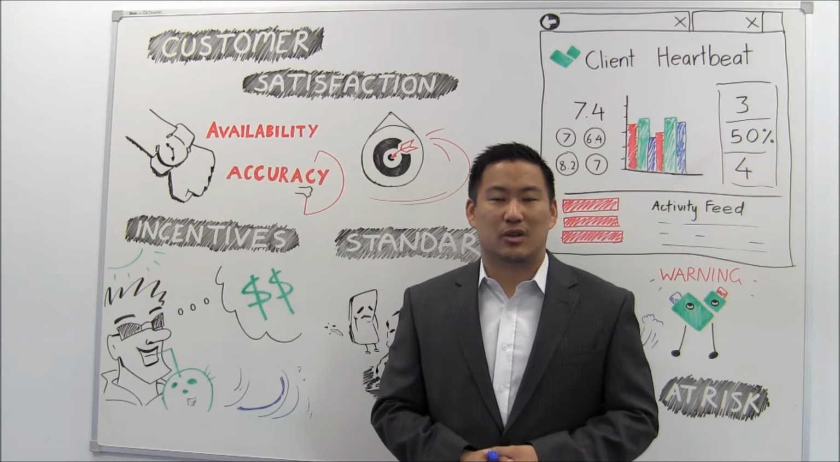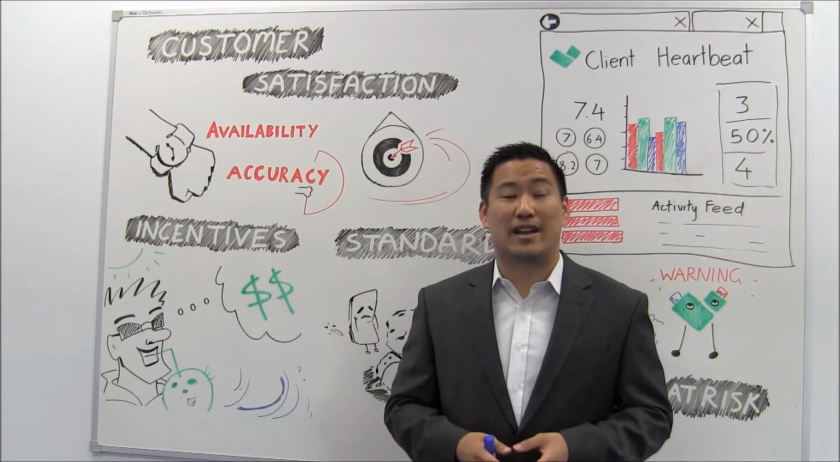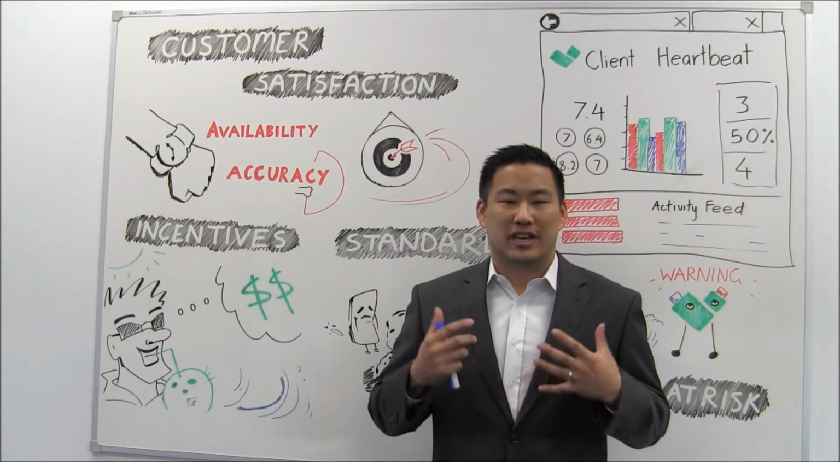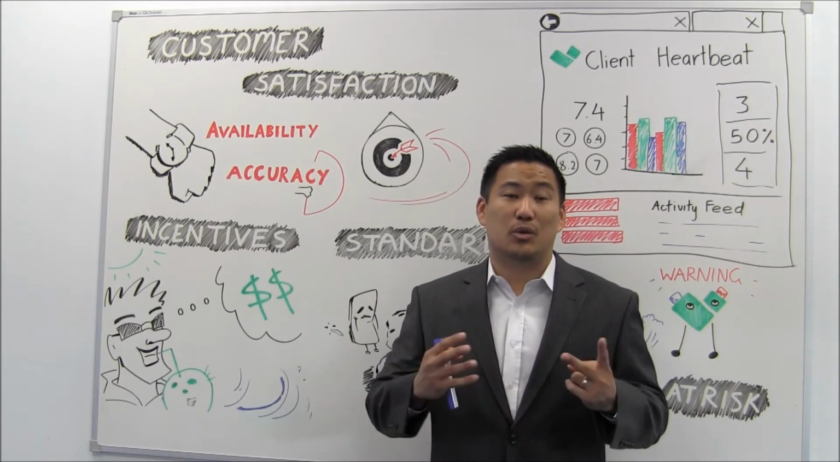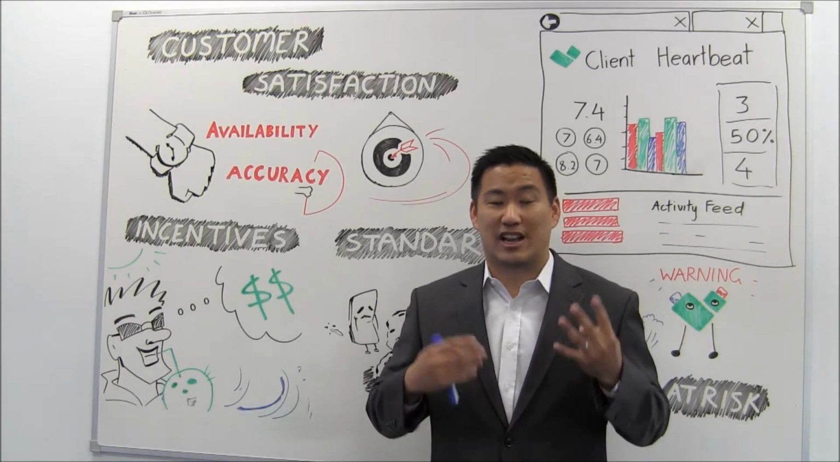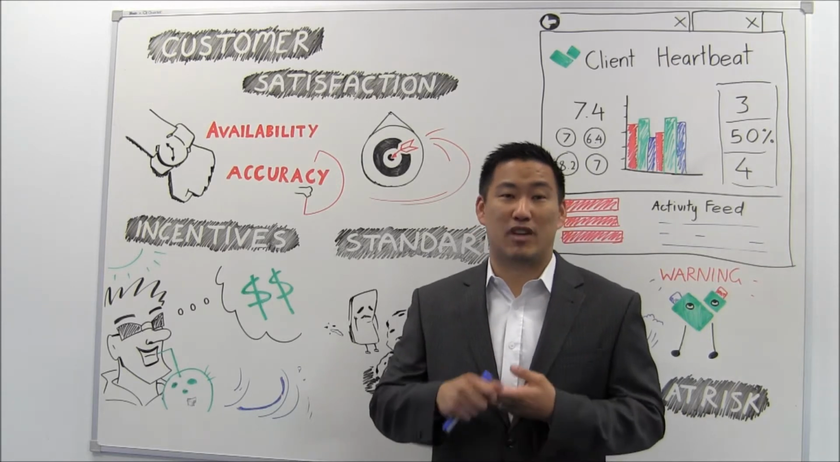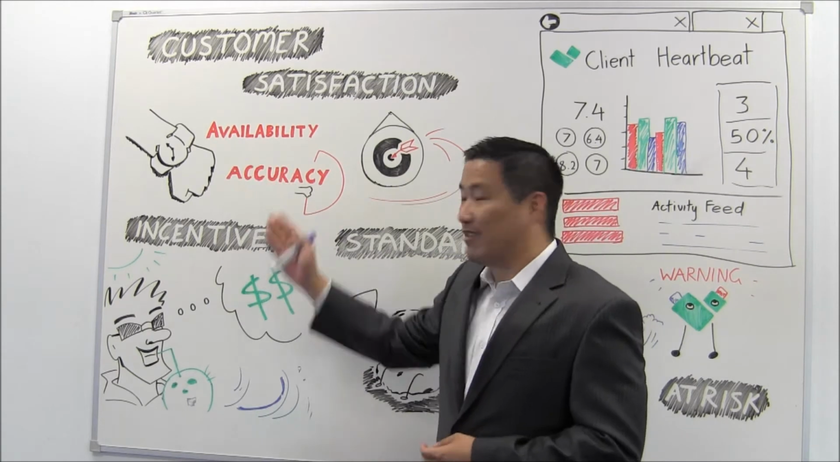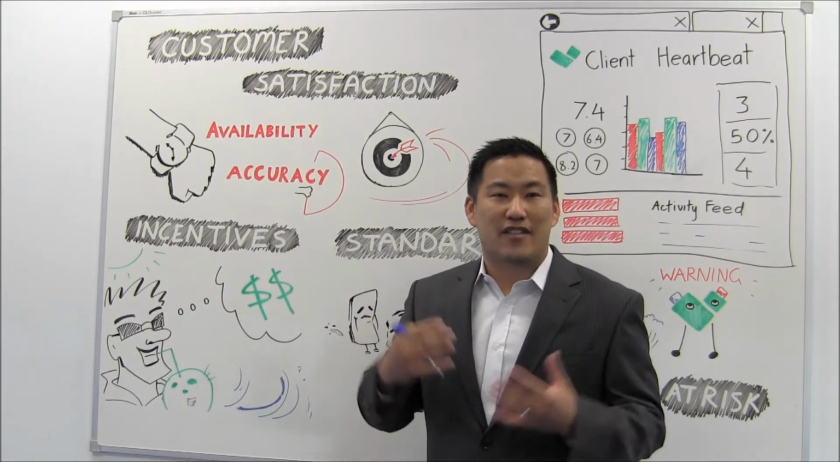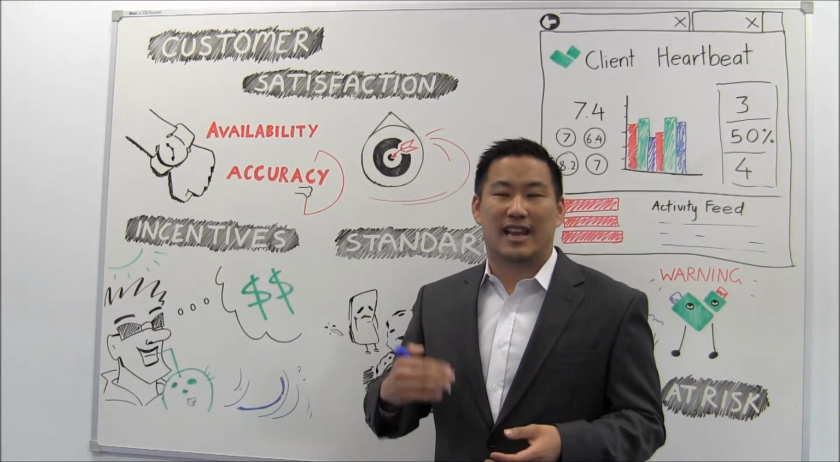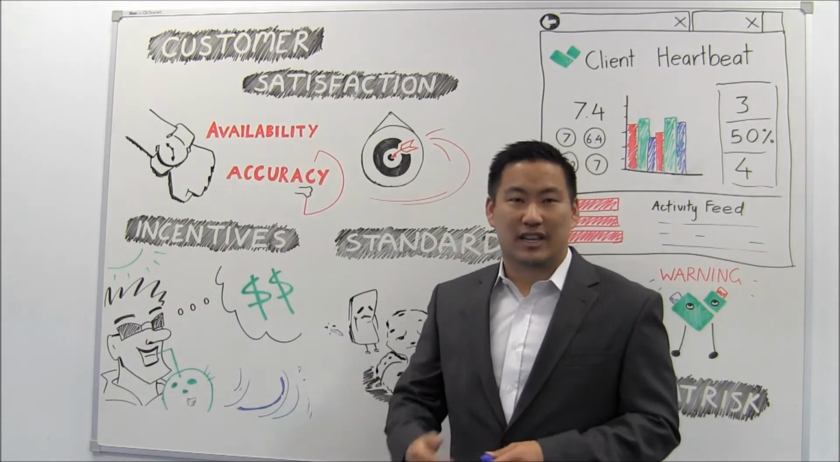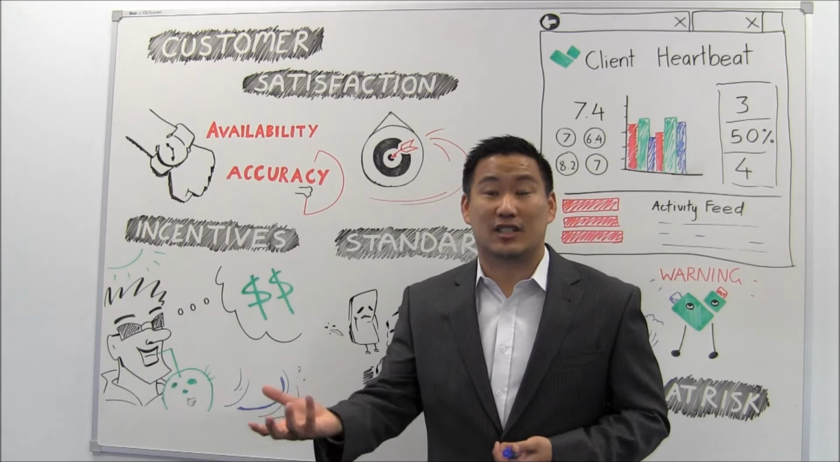The Gallup organization, who some people will be familiar with, surveyed 1 million small businesses, and they distilled customer satisfaction into two key criteria. Well, actually there were 4, but the two that are relevant for customer satisfaction are availability and accuracy. Availability is getting what you want when you want it. Accuracy is getting what you asked for.